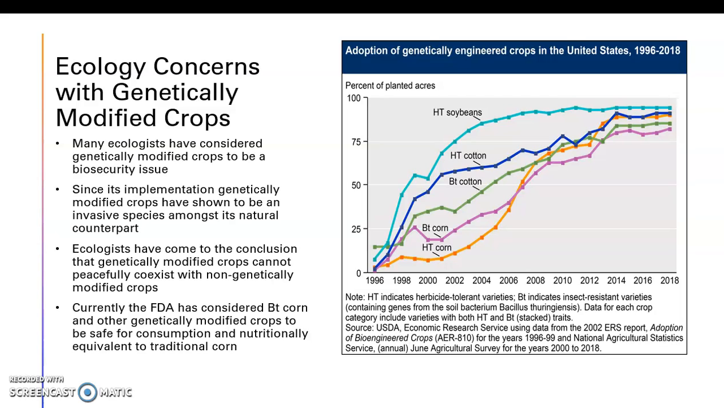Many ecologists have considered genetically modified crops to be a biosecurity issue. Since its implementation, genetically modified crops have been shown to be an invasive species amongst their natural counterparts. Ecologists have come to the conclusion that genetically modified crops cannot peacefully coexist with non-genetically modified crops. Currently, the FDA has considered Bt corn and other genetically modified crops to be safe for consumption and nutritionally equivalent to traditional corn.